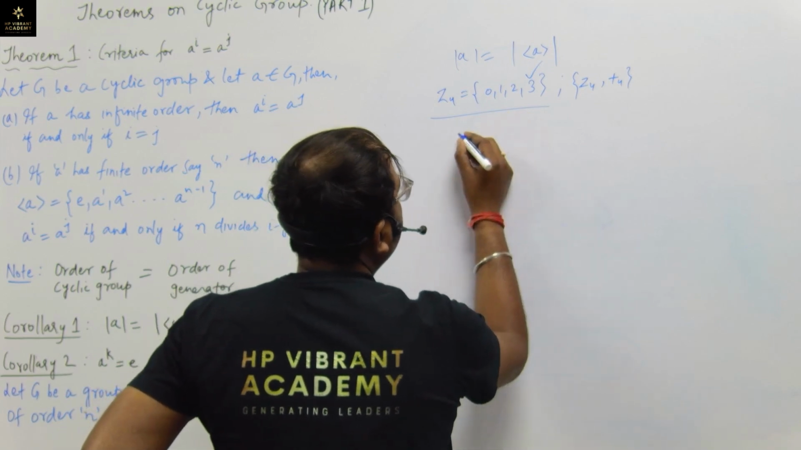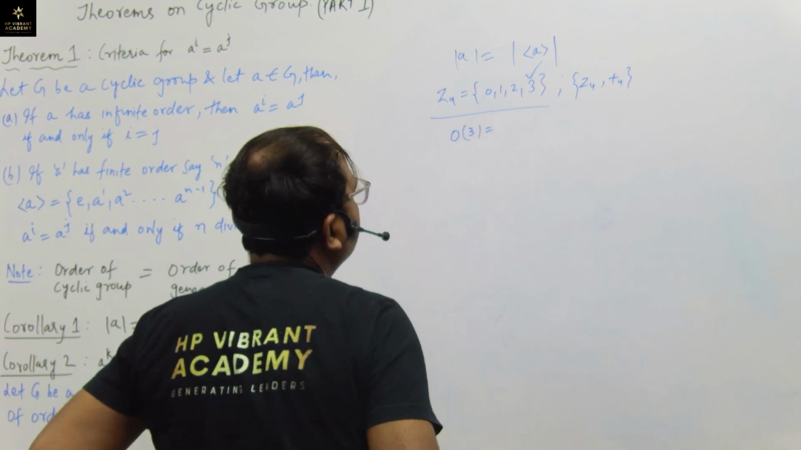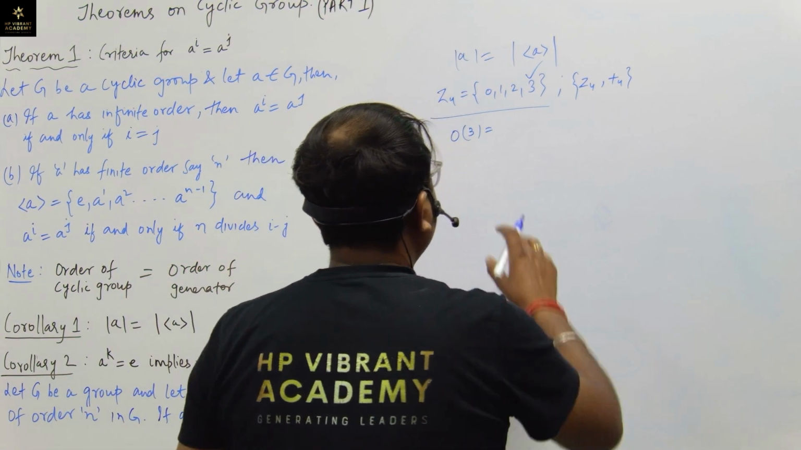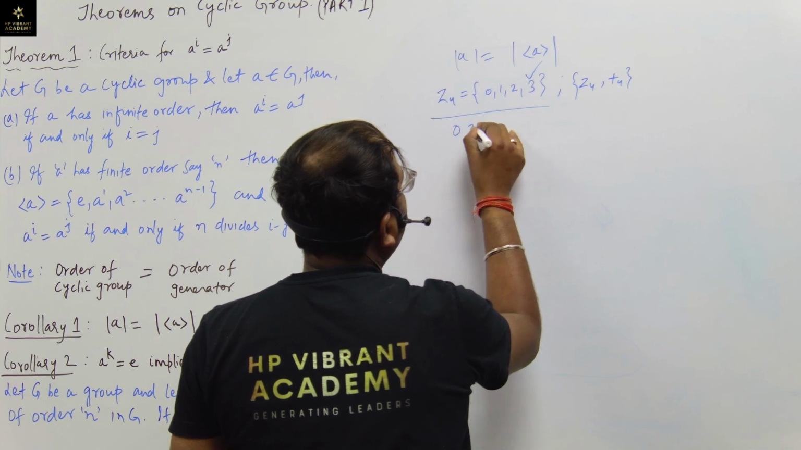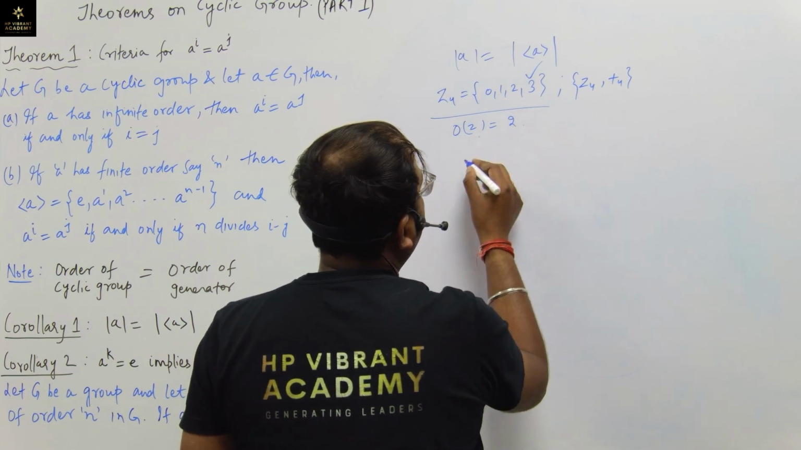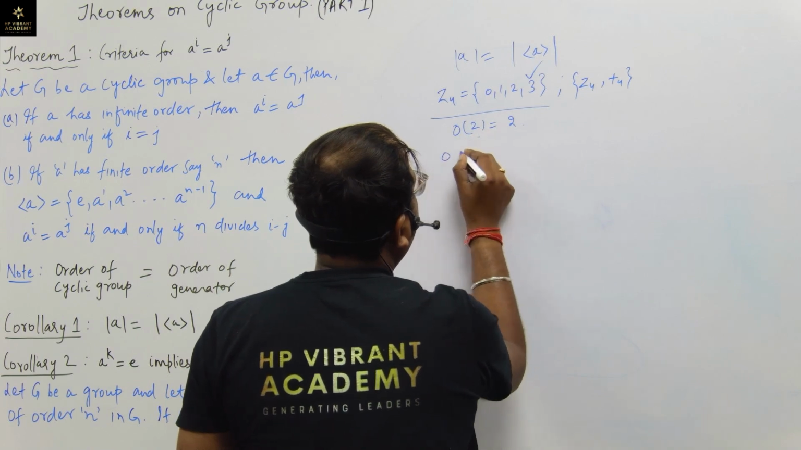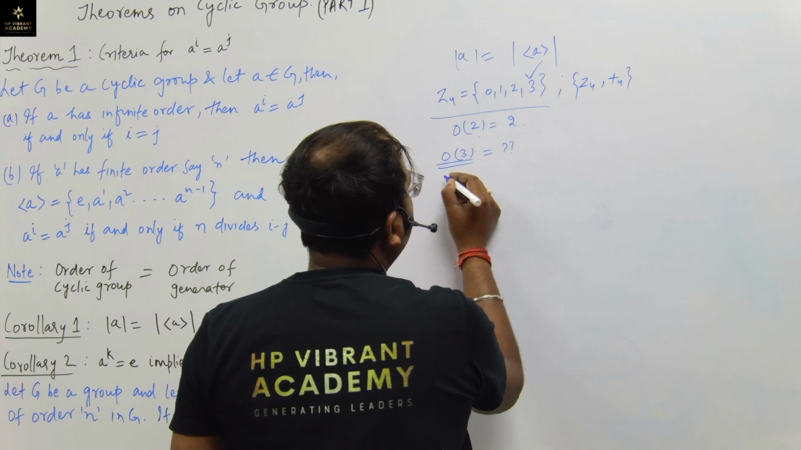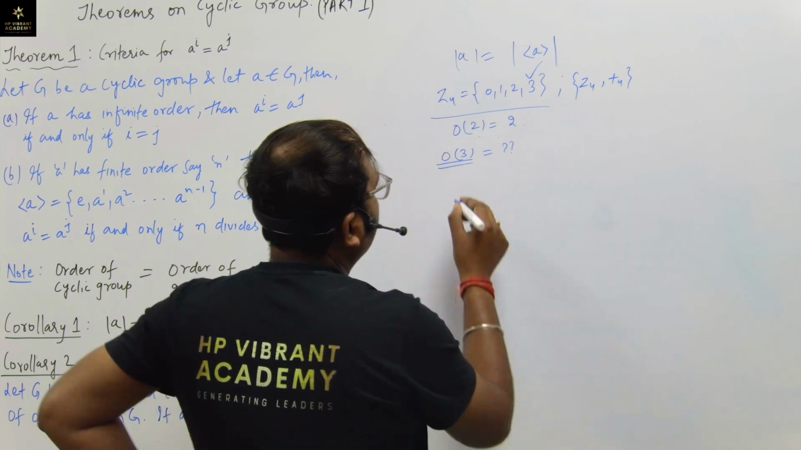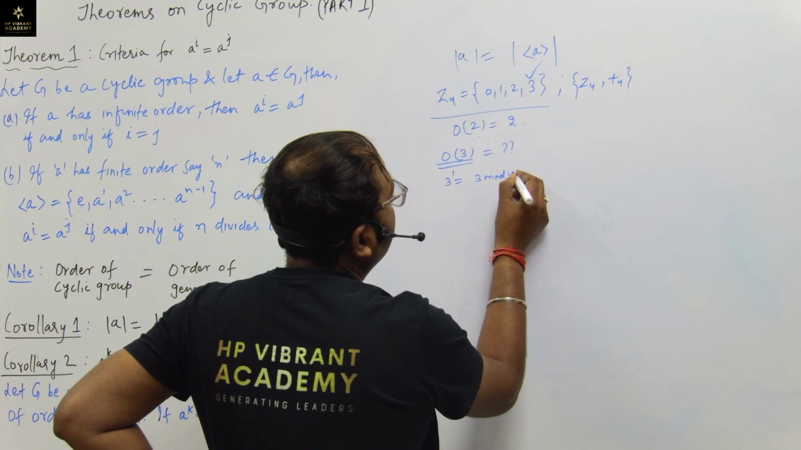So the order of element 3, let us find this. We found the order of element 2 as 2. Let us find the order of element 3. Okay, what will be the order? So let us apply this operation. One time operation, this is equal to 3 mod 4, this is equal to 3.